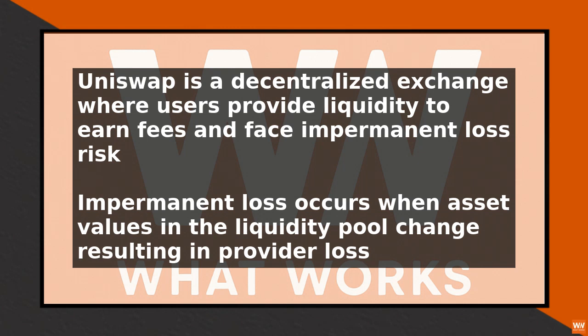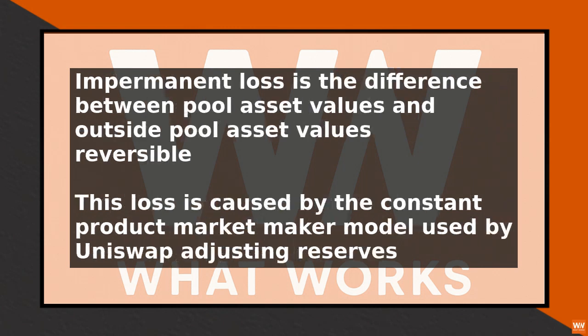Impermanent loss occurs when the value of the assets in the liquidity pool changes, resulting in a loss for the liquidity provider. To understand impermanent loss, let's first define what it is. Impermanent loss is the difference between the value of the assets in the liquidity pool and the value of the assets if they were held outside of the pool. This loss is impermanent because it can be reversed if the prices of the assets return to their original values.